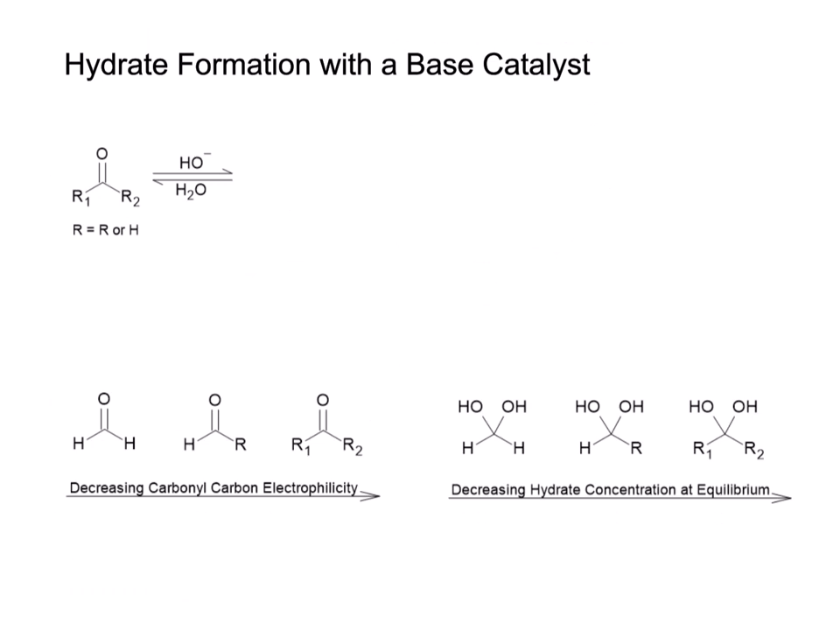Once again, we're going to explore hydrate formation first, but this time we're going to use a base catalyst instead of an acid catalyst. The same general principles still apply. We have decreasing carbonyl carbon electrophilicity as we add R groups and replace hydrogens with them, and therefore we have decreasing hydrate concentration at equilibrium the more substituted we are at that carbonyl carbon. The mechanism is pretty much going to follow exactly what we just did with that general mechanism.